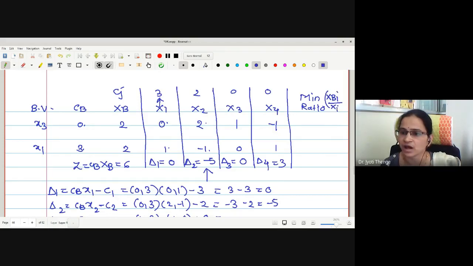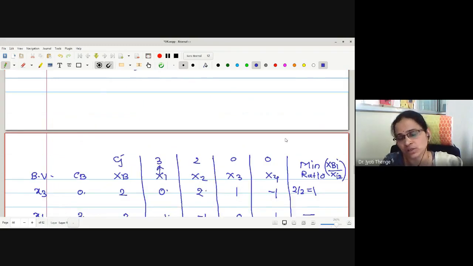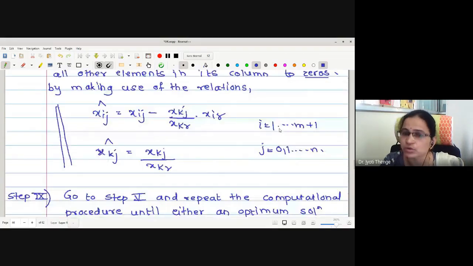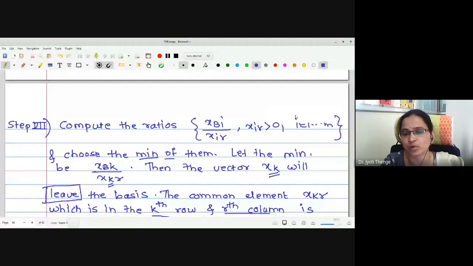xbi upon xi2. Right? 2, 1, yeah, it is xi2. So how we are going to calculate this minimum ratio? Xb column upon x2 column. 2 by 2, first entry. How much is the value? 1. Next is, this value is negative. We are not preparing the ratio because in the algorithm itself, minimum ratio is asked to calculate for the value xir greater than 0. Compute the ratio xbi upon xir greater than 0. Right?